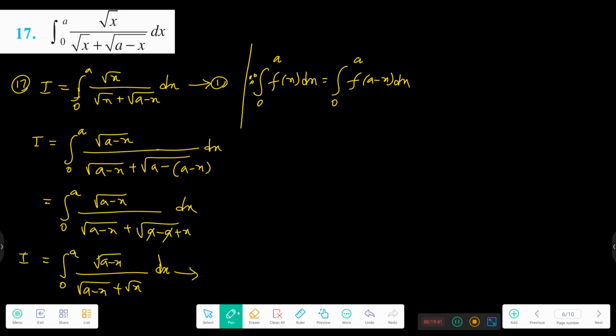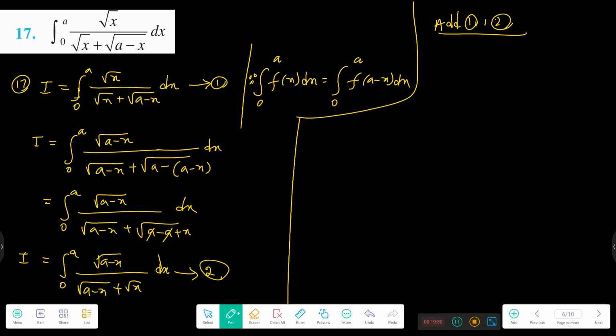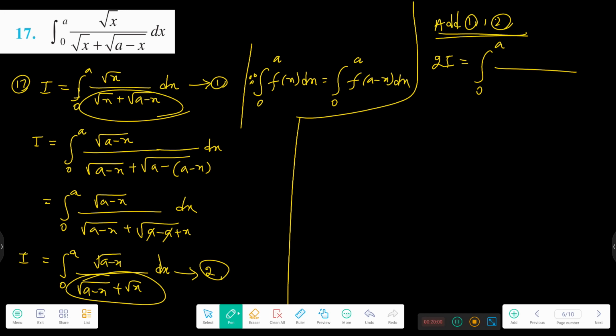Now you take this answer number 2. After simplifying, I stop. So add 1 and 2, what am I getting? I plus I, 2I on the left-hand side, and 0 to a. See, the denominator is the same in both 1 and 2. What is the denominator? Square root of a minus x plus root x. That is also in both places. So the denominator you can write as root x plus square root of a minus x.